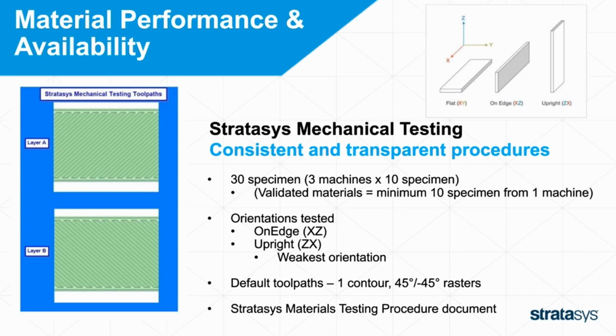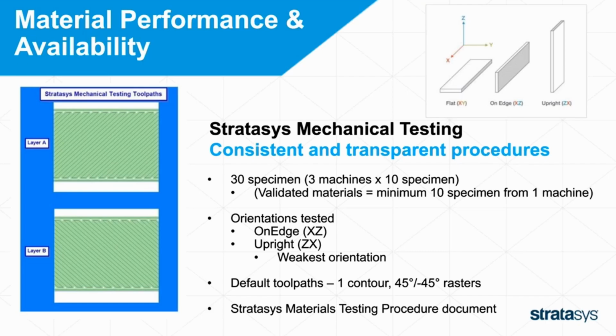For our materials, we test both the on edge, so that's the XZ orientation, which you can see in the middle of the orientation pictures in the upper right-hand corner, and the upright. So the upright is our weakest orientation because we have shorter tool paths stacked on top of each other. But the reason we do that is to just give a very transparent expectation of what our expected material performance is.